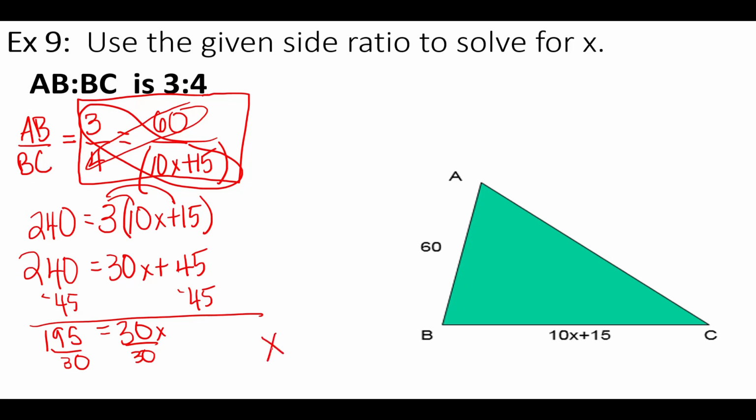And we get a decimal, which is okay. 195 divided by 30 will be 6.5. And we solved for x. That's all they wanted us to do, is solve for x.